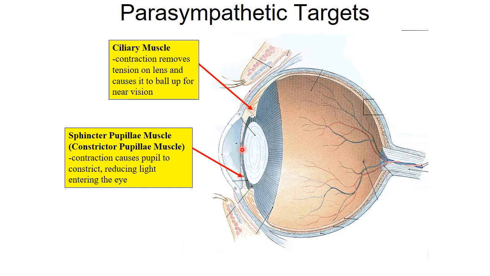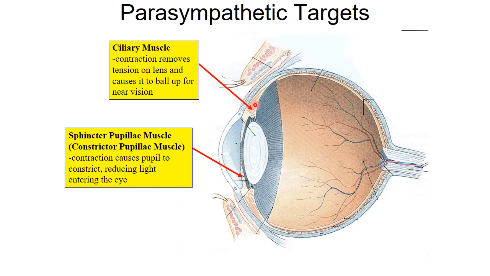Okay, we're in the wrong plane here, I can't show it, but it's going around like this. And when it contracts, because it's a sphincter muscle, a circular muscle, it's going to make this hole smaller. And so this is the muscle that's going to constrict the pupil, usually in response to light entering the eye, more light than is needed, or for near vision.